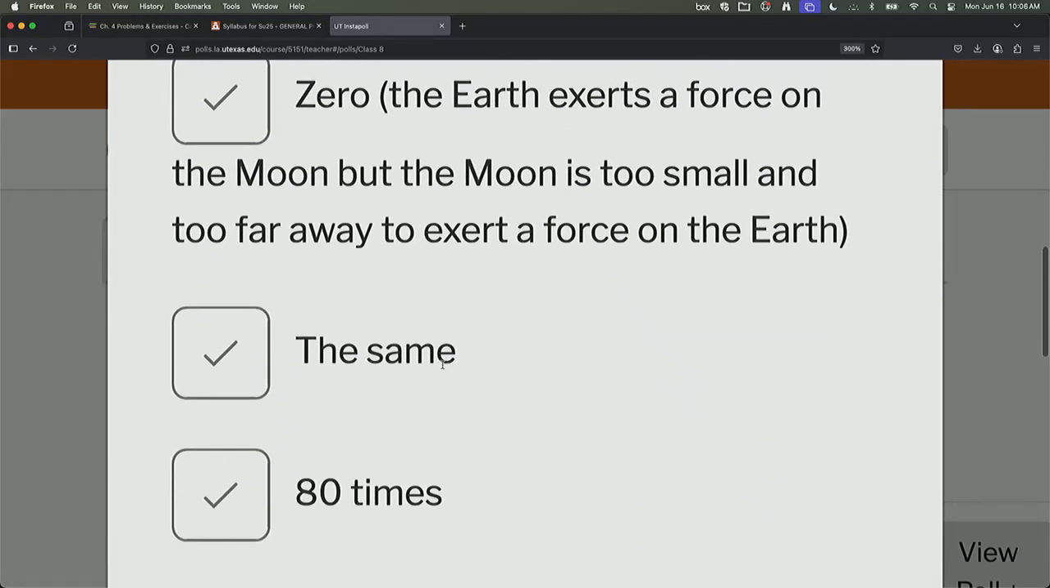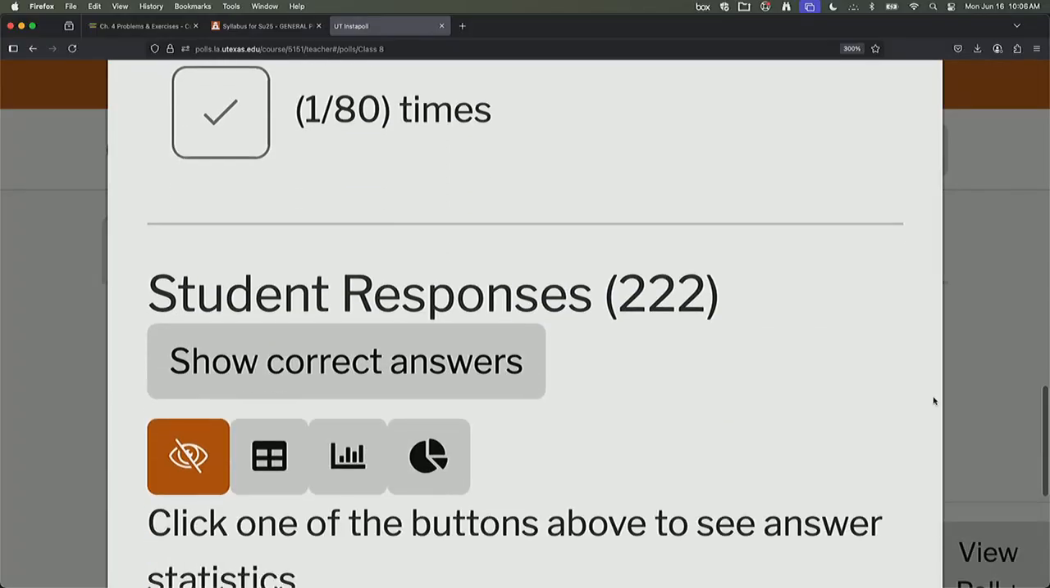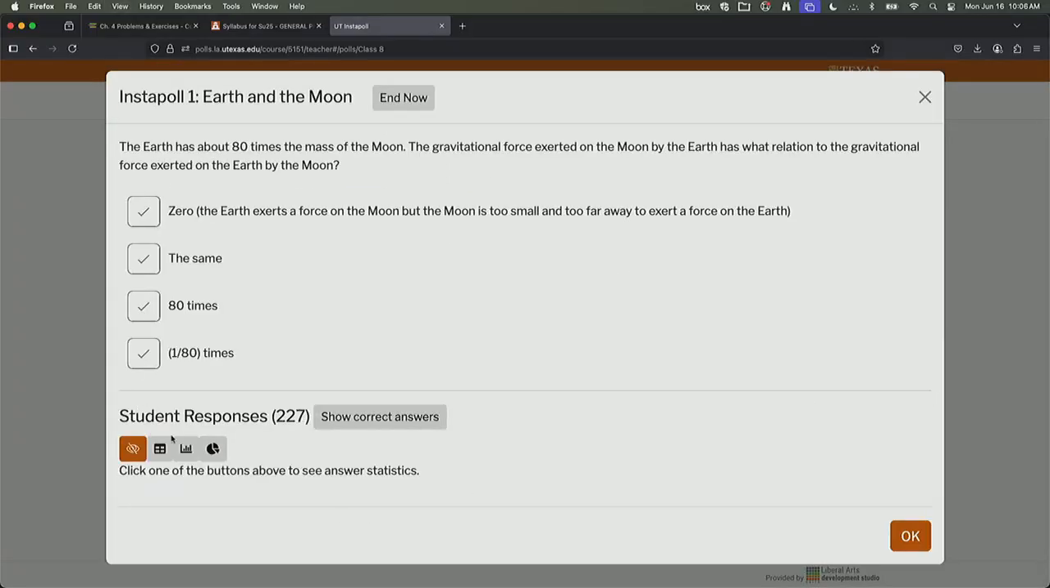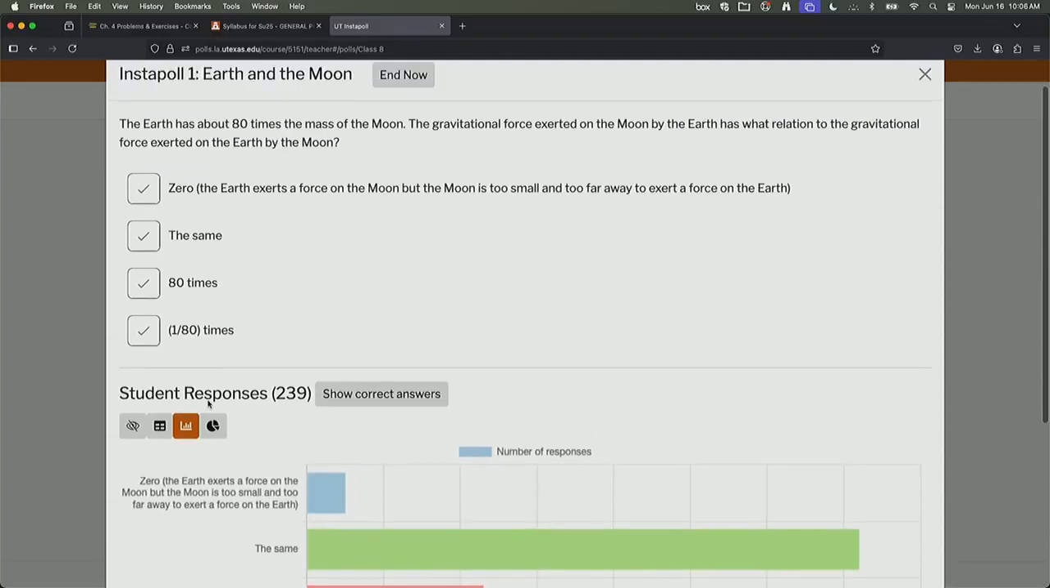Is it 0? Is it the same? Is it 80 times? Is it 1 over 80? What's the answer here? Say what we have. Okay, so same is winning out. 80 and then 1 over 80 are the next most popular answers.